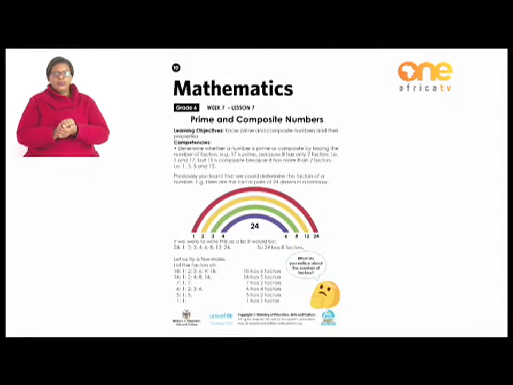Now, if you can remember this work, if we have the number 24, for example, 1 and 24 will be factor pairs. You'll also notice that both of them, which is 1 and 24, are in the red color of the rainbow. And if you take 1 multiplied by 24, it will also give you 24. The next factor pairs are 2 and 12. And if you take 2 times 12, it will also give you 24.